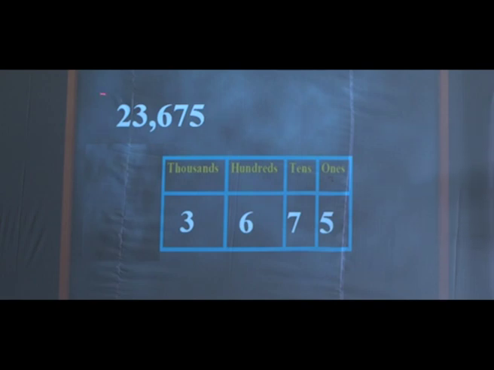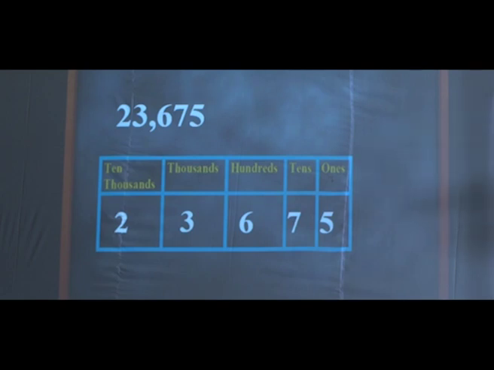Now where do we put the 2? We have 2 there, right? Where do we put it? What comes after thousands? Do you know? After thousands, we have the 10,000s place. Now let us put the 2 here in the 10,000s place.